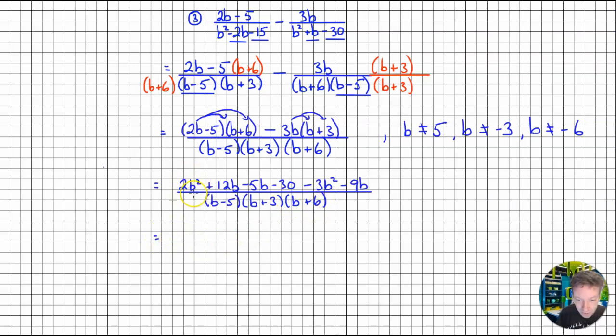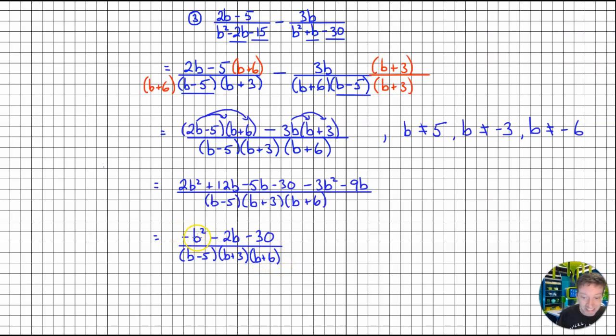Then collect like terms. So we have a 2b squared and a minus 3b squared. So that's minus b squared. And then we have plus 12b minus 5b minus 9b. So that gives us minus 2b. And then just a minus 30. And I don't think that is going to factor, because I can't think of any numbers that will work there. So b minus 5, b plus 3, b plus 6.